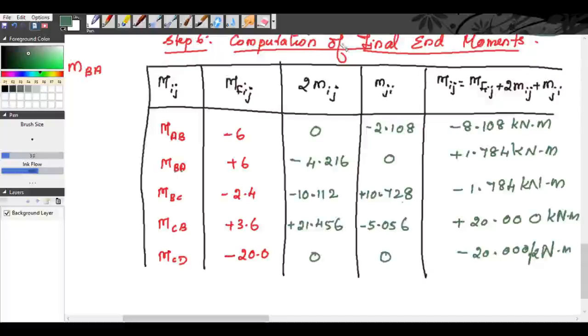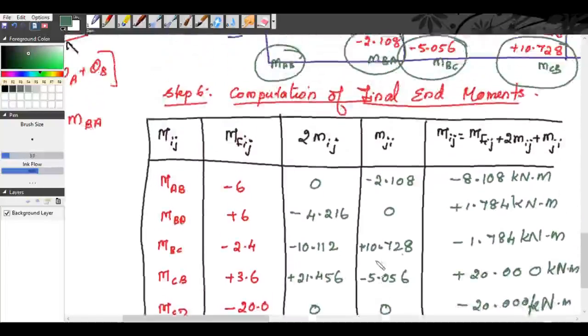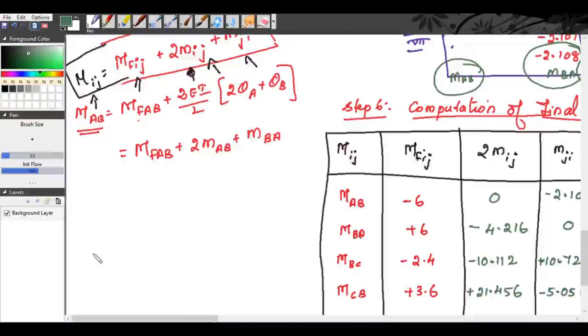So this is our final end moments, with the help of which we will draw the bending moment diagrams. Before drawing the bending moment diagrams, we need to find the simple beam moments. That we will calculate in step 7.